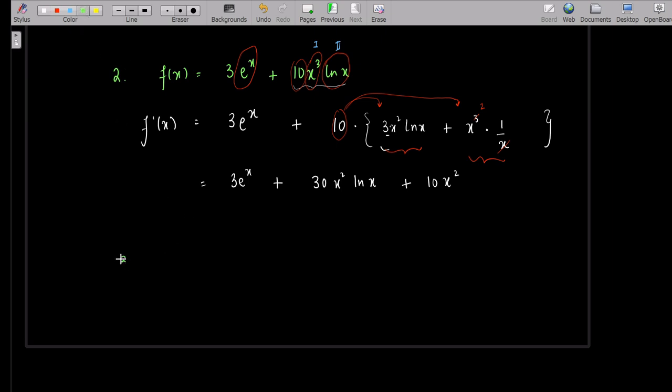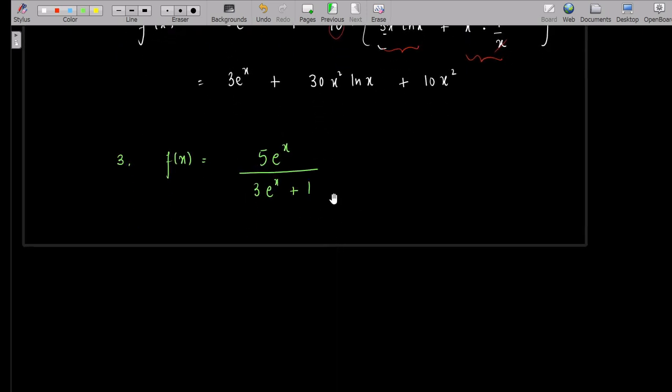Okay, one final problem here. You'll have to use the quotient rule. f of x equals 5 times e raised to x over 3 e raised to x plus 1. How would I simplify it? You just apply the quotient rule. What's the quotient rule? The quotient rule, because it's a quotient term.